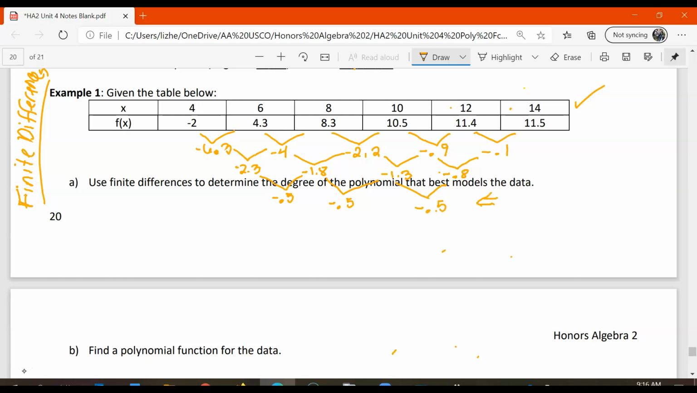So there we have the same number. And that was our third level. So A, use finite differences. When it says use finite differences, this is what we're doing right there. It says use finite differences to determine the degree of the polynomial that best models the data.